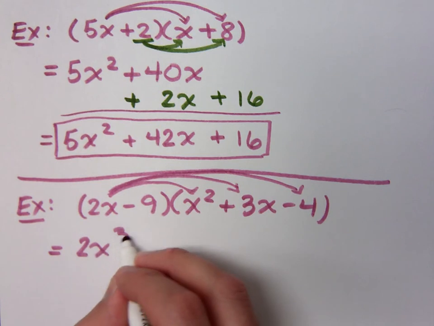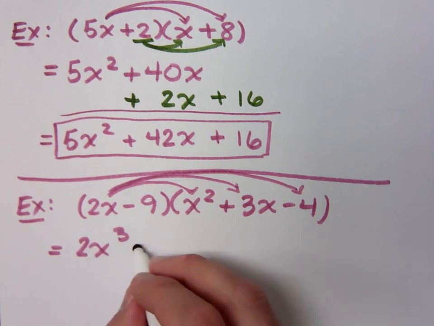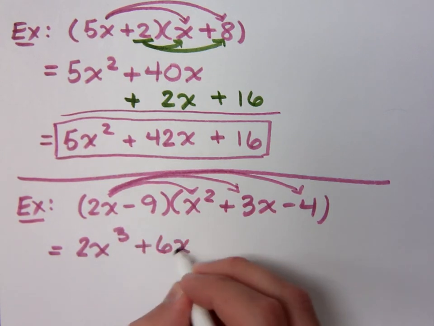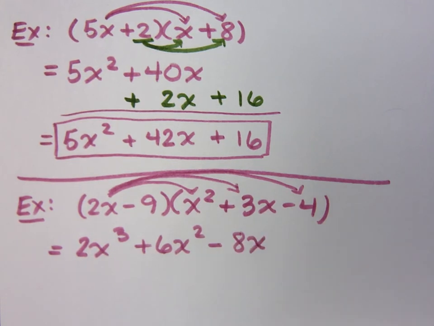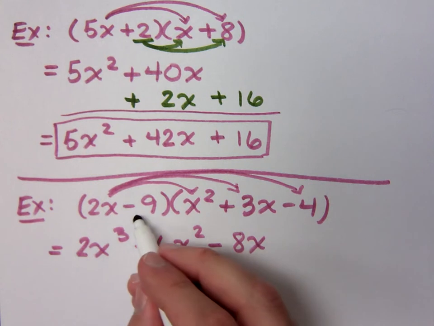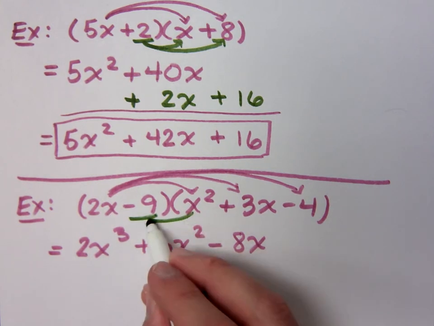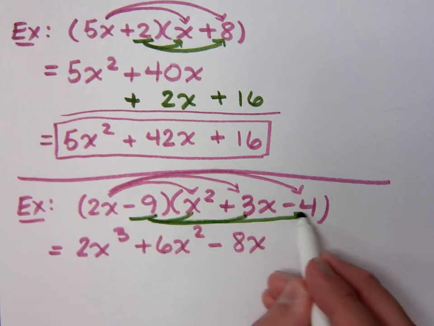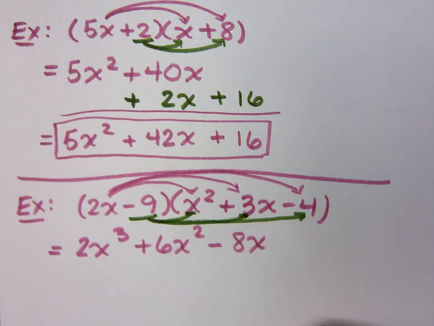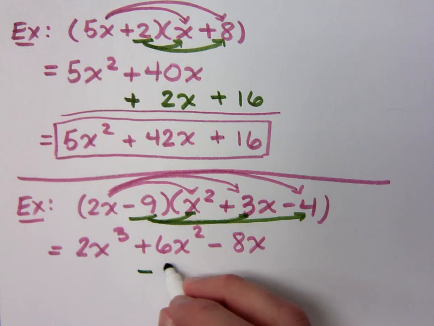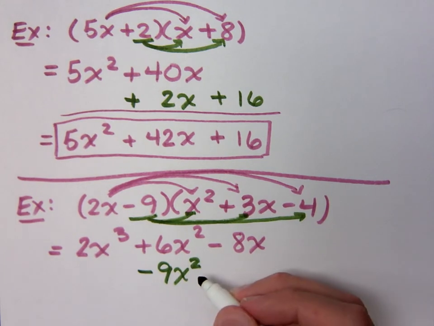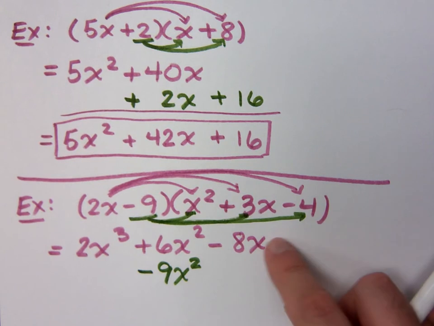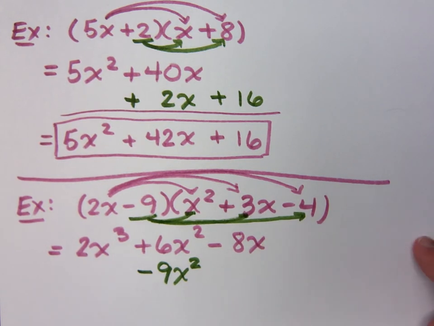2x to the third, then what? Plus 6x squared, 6x squared, and then minus 8x. Then I'm going to take the negative 9, make sure you understand it's a negative 9, and multiply that out. What do you get? Notice where I put my minus 9x squared. Now, you don't have to put it here. If you want to put it out to the side and keep on going with a string of terms, you can do that.